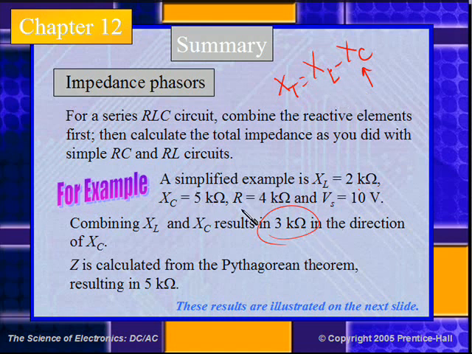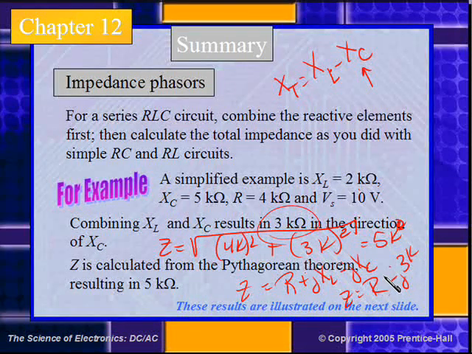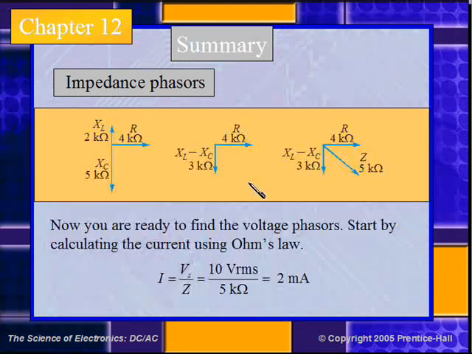So here we take the 2K minus the 5K, which gives you minus 3K, and what they did here was they found Z as being the square root of R, 4K squared, plus the 3K squared, which will give 5K. The series of this would really be R plus jXL minus jXC, or in this case it would be R minus j3K, because the capacitor's bigger, so it's the difference between the two of them.